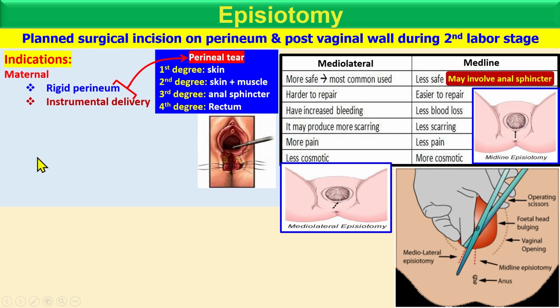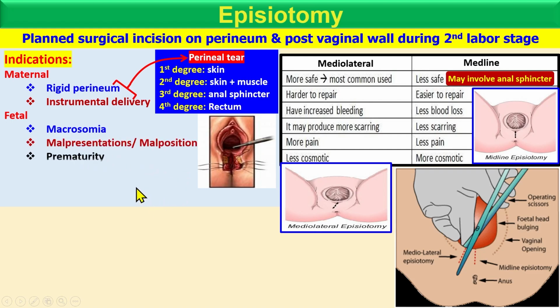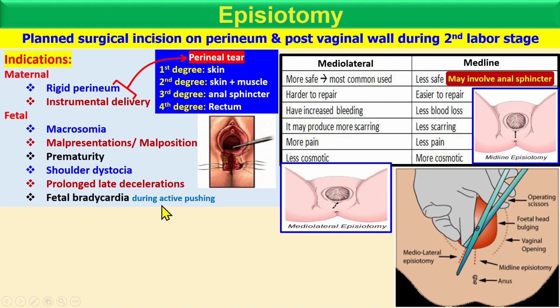We go for the episiotomy, and there are some fetal indications like macrosomia, a big baby, malpresentation or malposition of the baby, prematurity, and shoulder dystocia. So to prevent fetal distress we go for the episiotomy, and also for prolonged late deceleration, fetal bradycardia during active pushing. So these are the maternal and fetal indications for episiotomy.